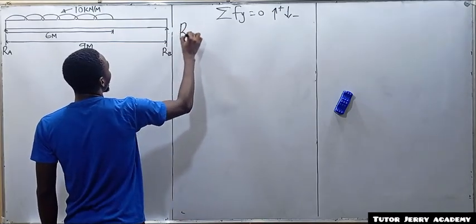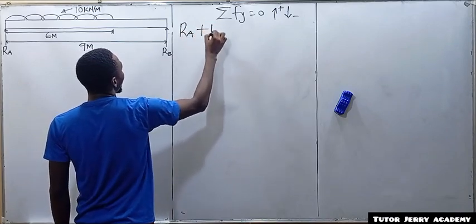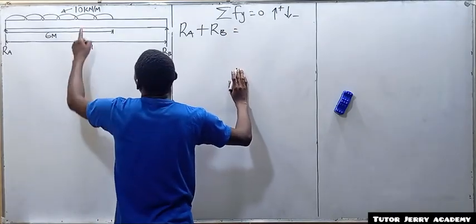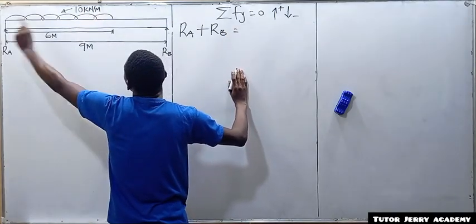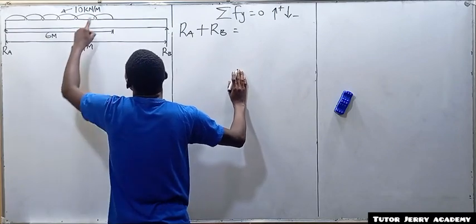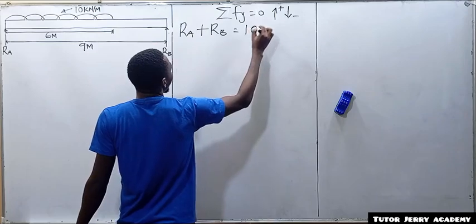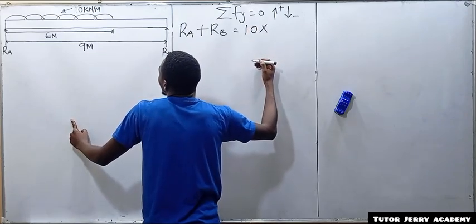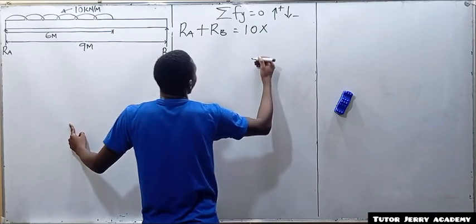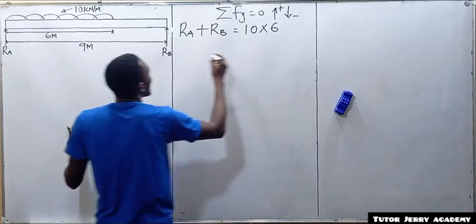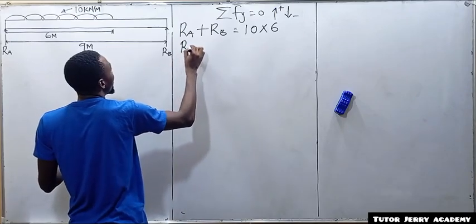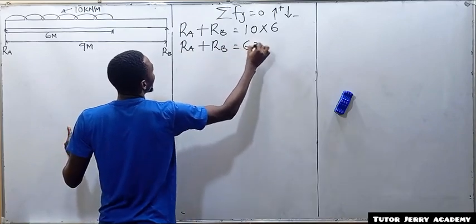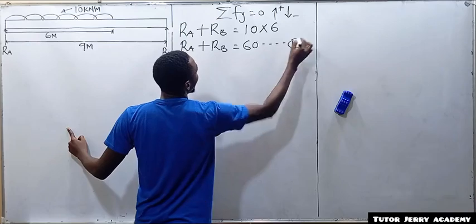That is, reaction at A plus reaction at B will be equal to, we are having a uniformly distributed load, right? Which is 10 kilonewton per meter. If you convert that to a point load, it's going to be 10 times the length of the span on which it's sustained. So that is times 6. So we are going to have reaction at A plus reaction at B equal to 60. So this is equation number 1.